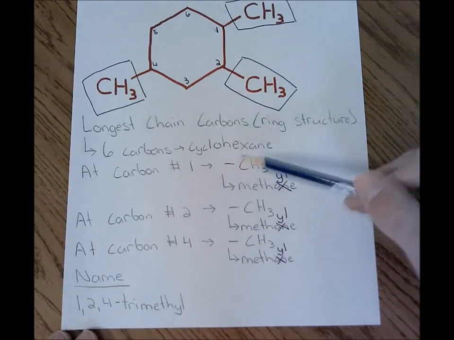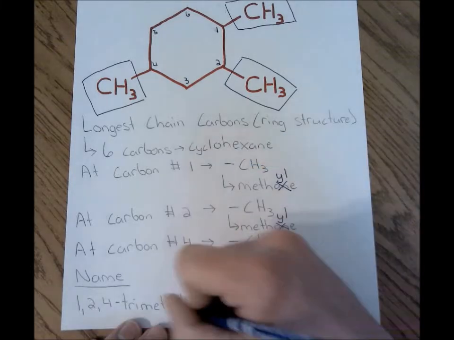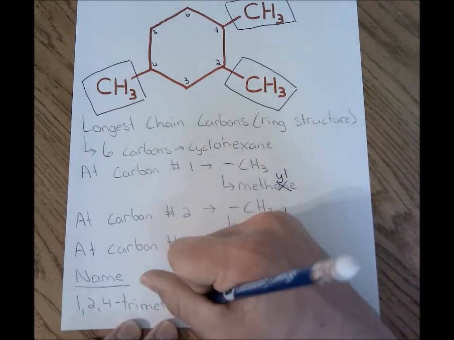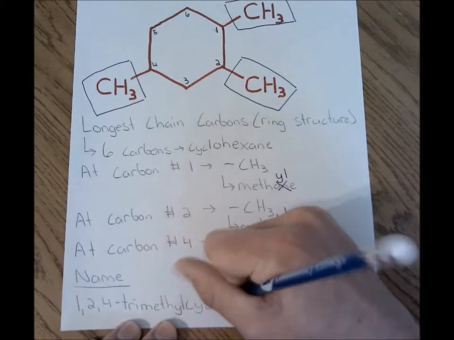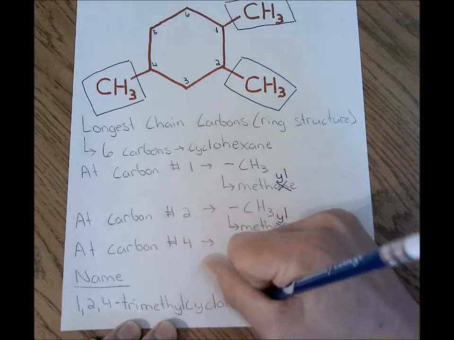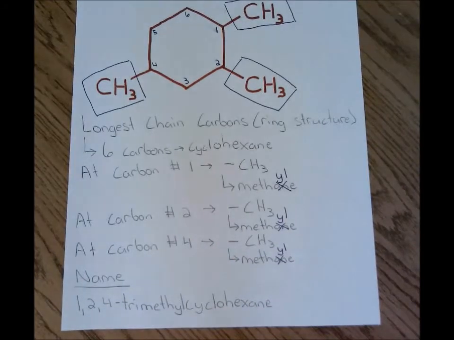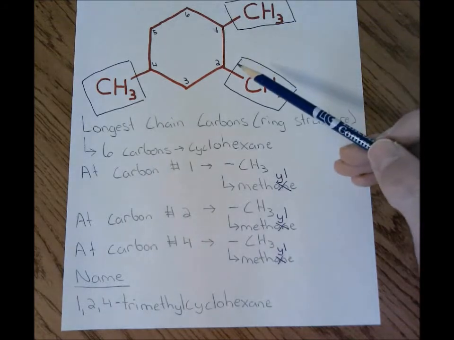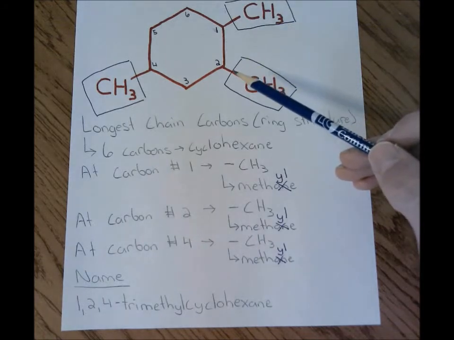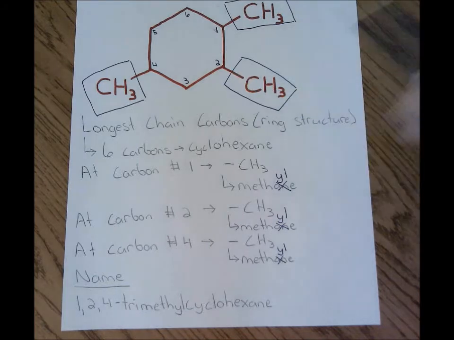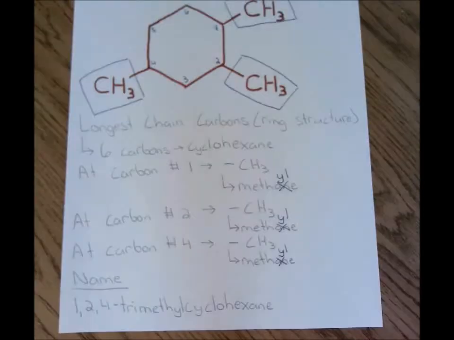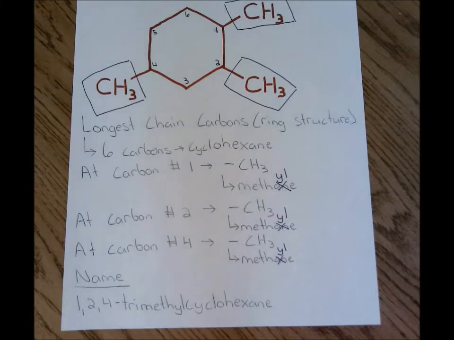So the name, the IUPAC, International Union of Pure and Applied Chemistry name for this substance up above is 1,2,4-trimethylcyclohexane. It's a mouthful, but again, if you follow the steps, step by step, you'll be fine and be able to name these organic compounds. So now, let's go backwards. Let's go from a name to a structure that is drawn.